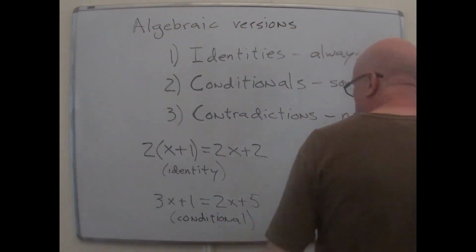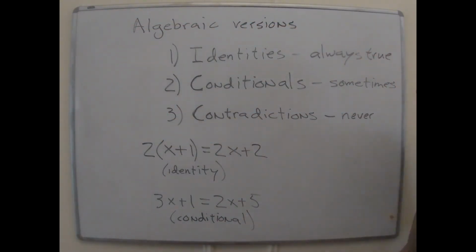Kind of wish I could line this up, but let's just work on the side here and get the last kind. How about x plus 1 is equal to x plus 2. Is that ever going to work? I mean, the number 1 bigger than some x is never going to be equal to the number that's 2 bigger. That's a contradiction. Never true.